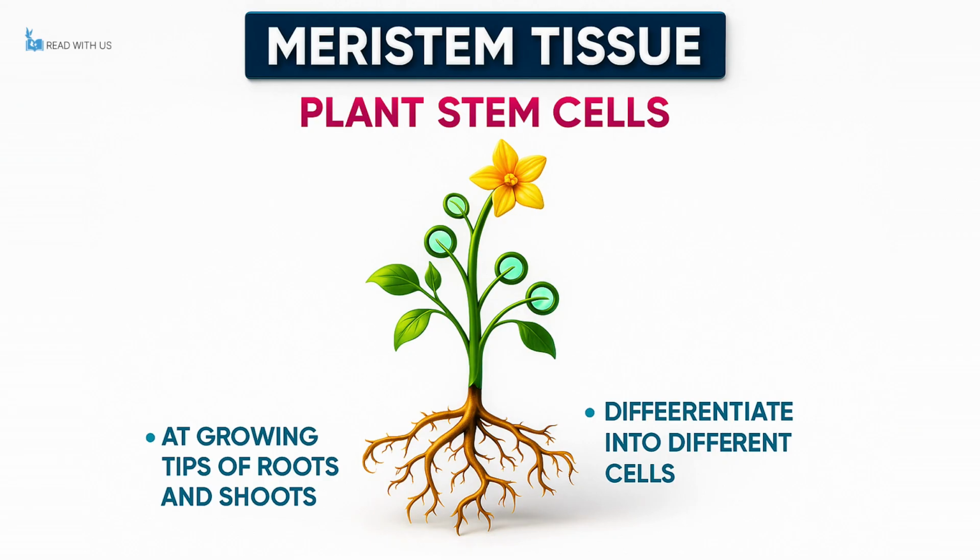Lastly, we must mention meristem tissue, which functions as the plant's version of stem cells. Meristem cells are found at the growing tips of the shoots and roots and have the unique ability to differentiate into many other types of plant cells. This is essential for the plant's development and growth, as it allows new structures and tissues to form continuously as the plant matures and expands.